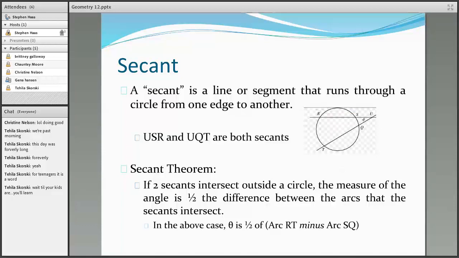The third possibility, which we're going to see later on, is where the line touches the circle only once. In other words, where the line just kind of grazes the edge of a circle. That, as we'll see a little bit later on, is called a tangent to a circle.